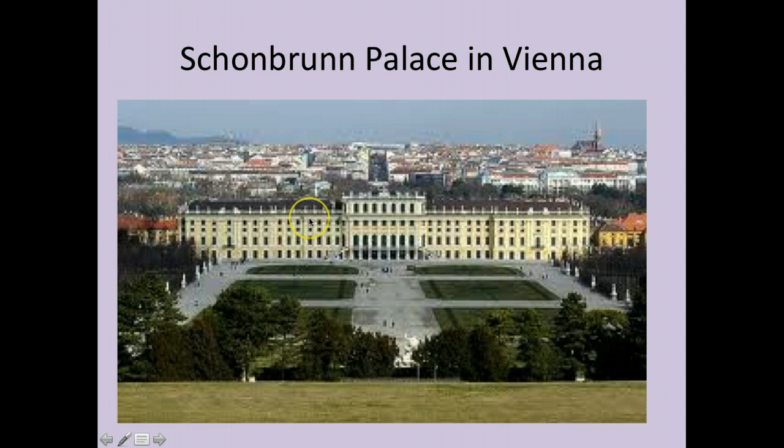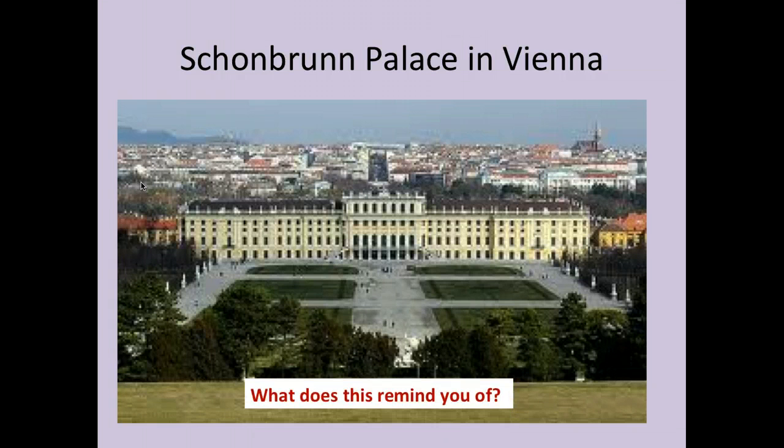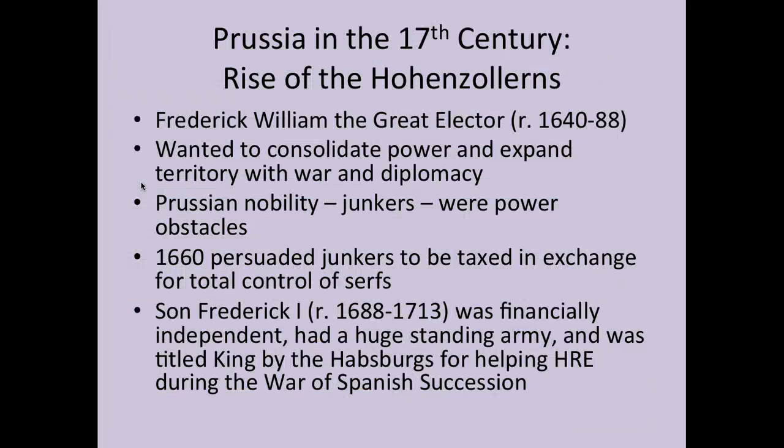This is Schonbrunn Palace in Vienna, which is comparable to the Palace of Versailles in France. Okay, so like I said, Schonbrunn Palace is comparable to Versailles in Paris, okay? So it's like a big political center. What does this remind you of? Oh, it reminds me of, you know, Versailles. Okay, cool. So let's talk about Prussia.